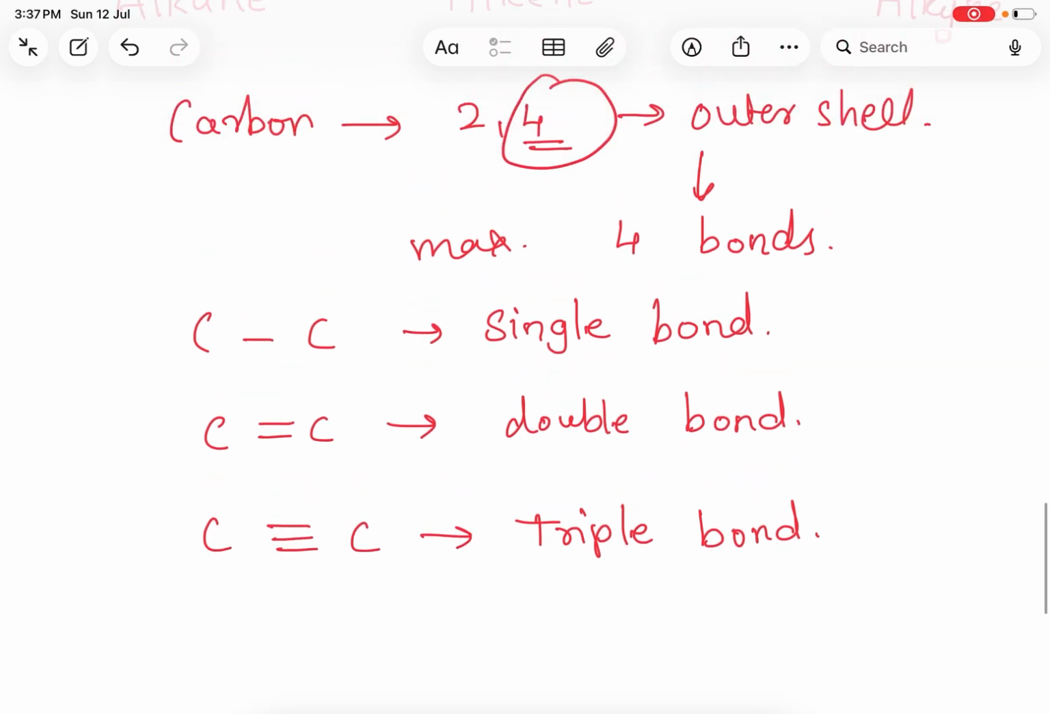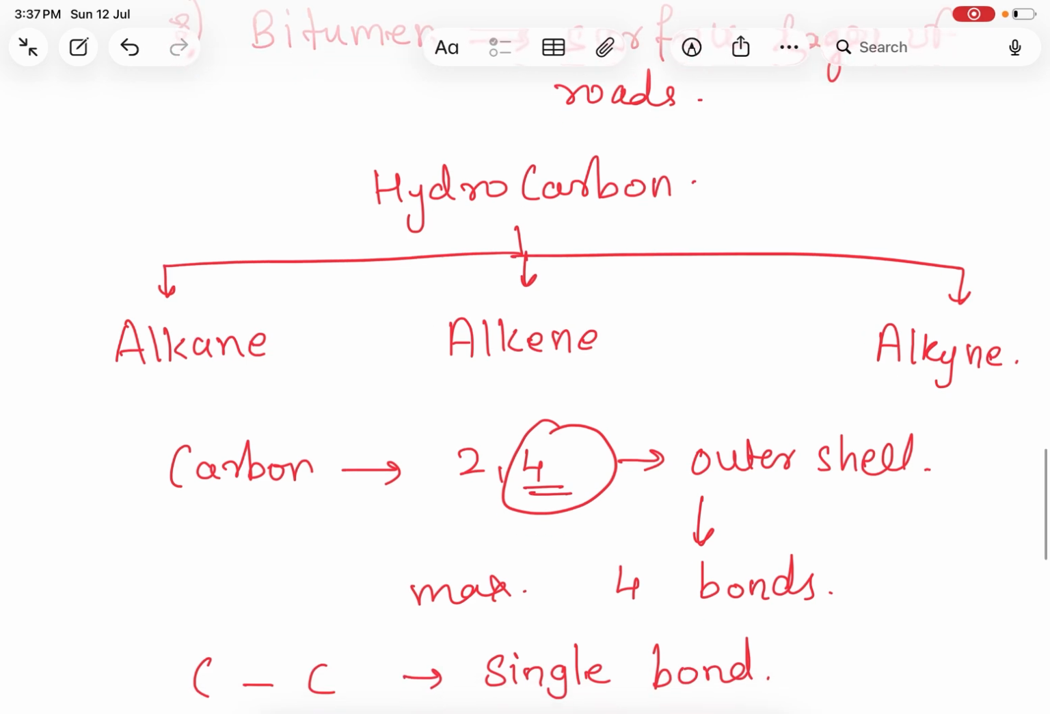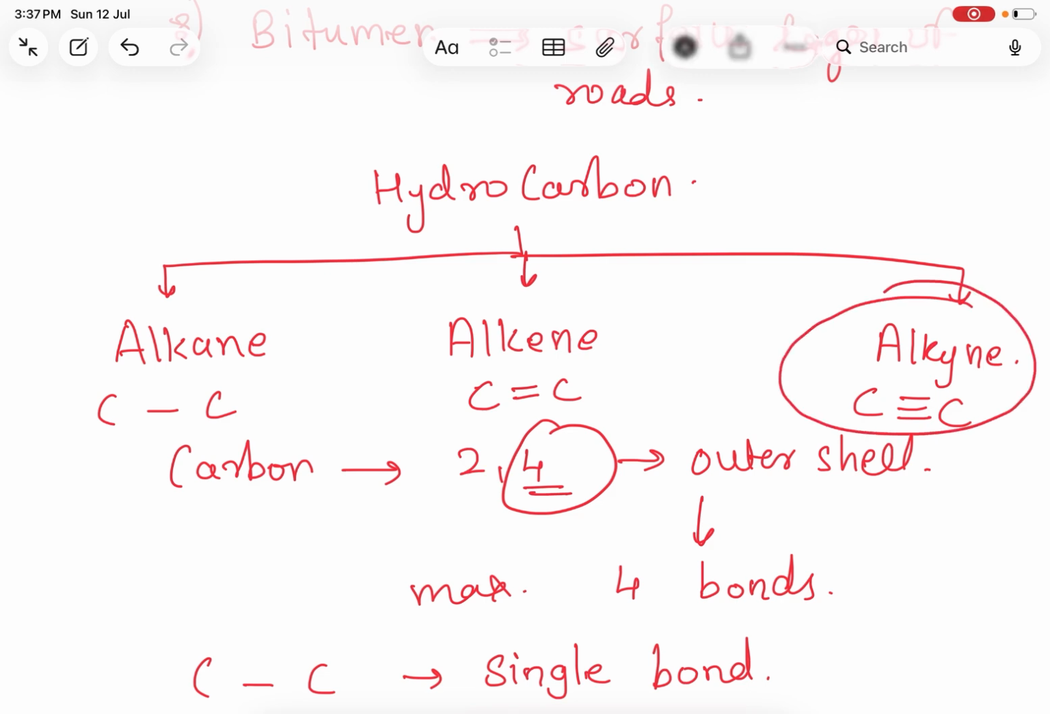Based on all these bonds, we would say hydrocarbons are divided further into alkanes, alkenes, and alkynes. So we have a carbon-carbon single bond in alkanes, a carbon-carbon double bond in alkenes, and a carbon-carbon triple bond in alkynes. Basically in our IG curriculum we are not having alkynes. We would only learn about alkanes and alkenes in detail, reactions and structures of alkanes and alkenes.